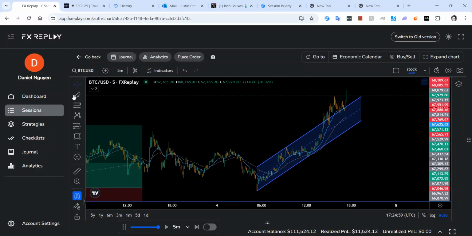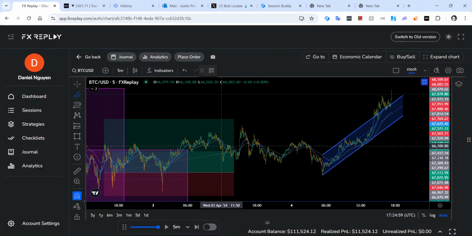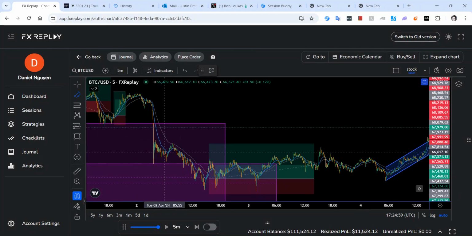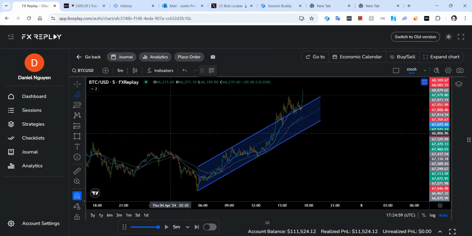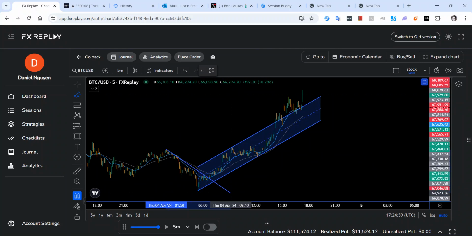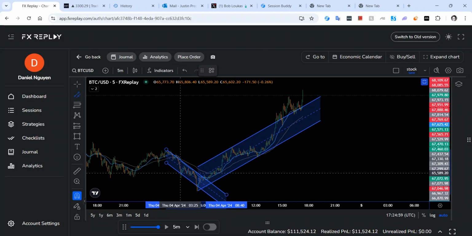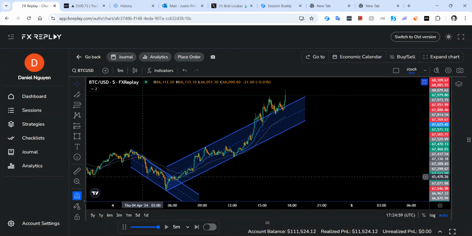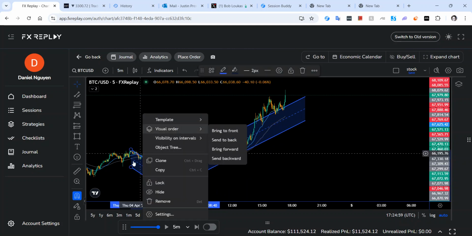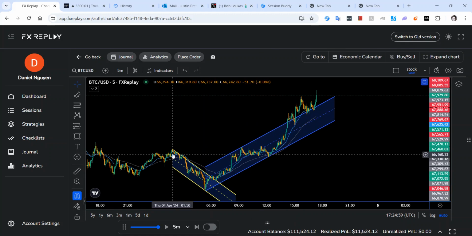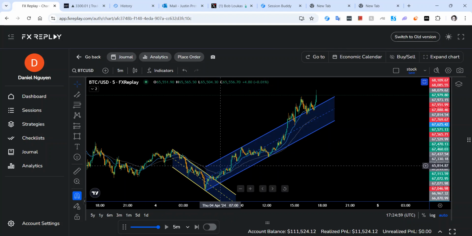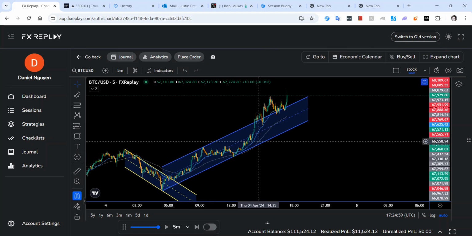Contextually, that's what's happening. Also, we've got a little mini channel here. I'll just draw this in for you to see. Something like this. I'm going to change the color so it's easy to see. Something like that was one. This is another. It broke out of that. Now we're trending up.